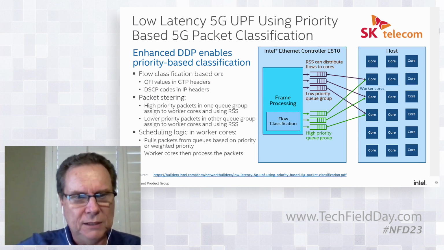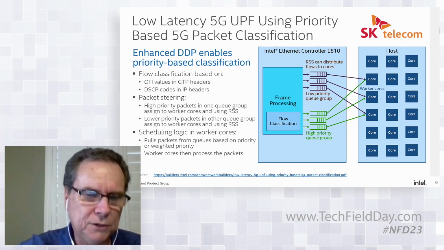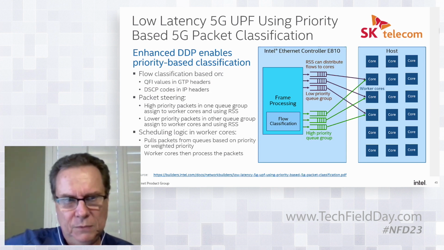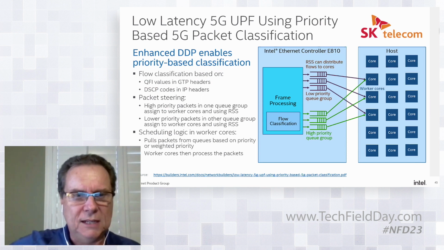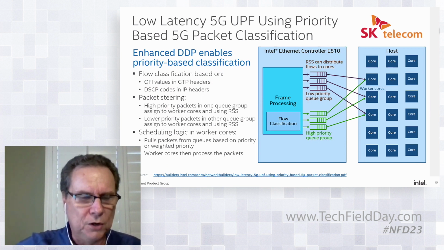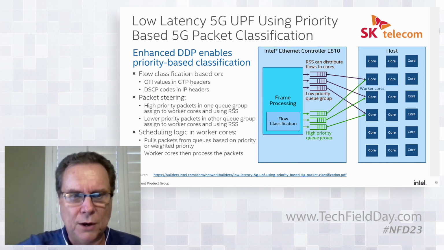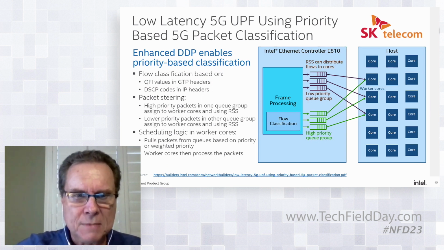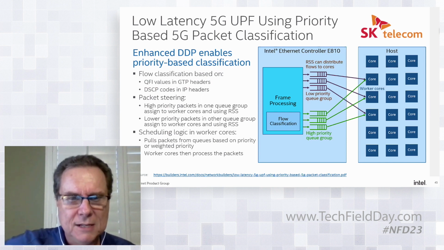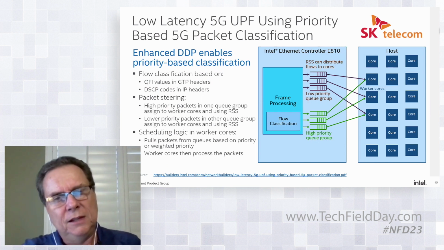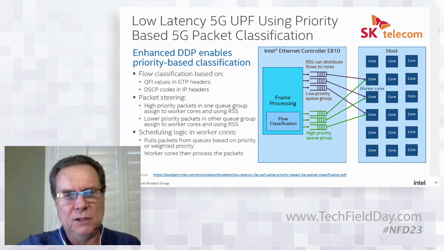So for packet steering, of course, they use RSS in this case. You could use Flow Director. You could even use other techniques, but currently they're using RSS, and they send the frames to these queues, which then the worker cores, which is the final piece, use scheduling logic to pull the packets from these queues based on priority, based on a weighted priority, and then process the packets. This is a good application using RSS.